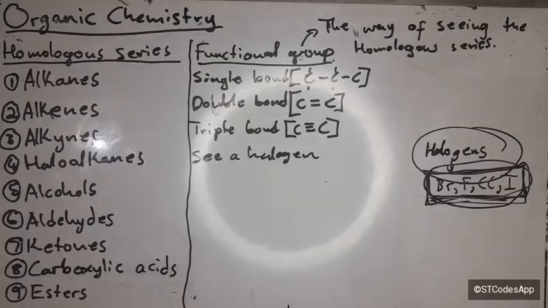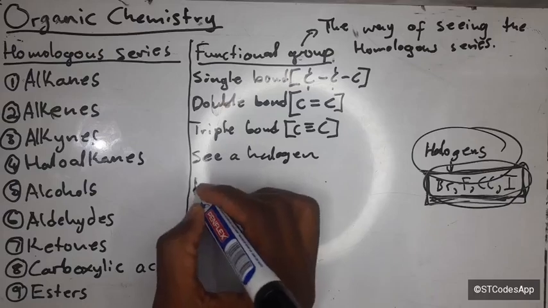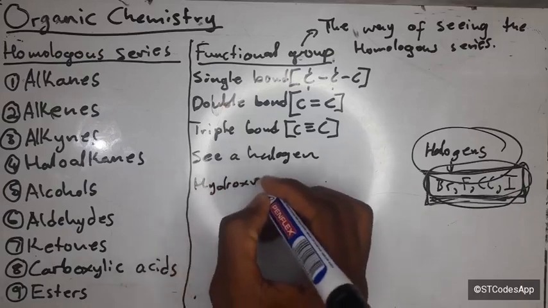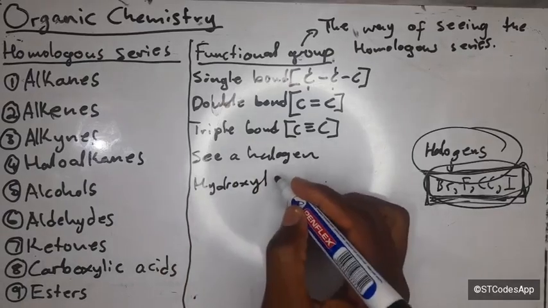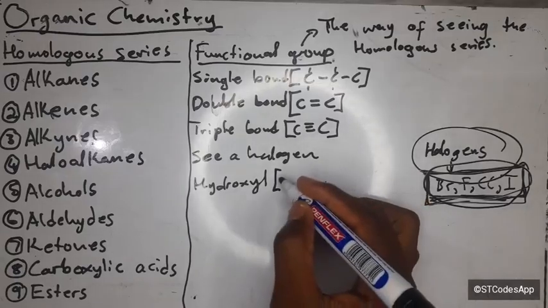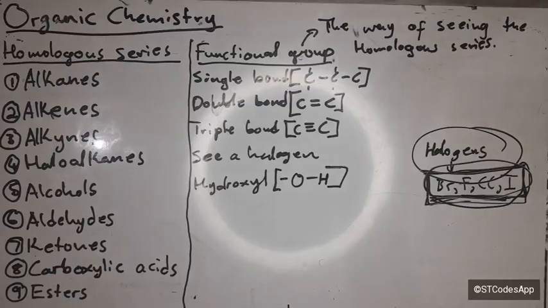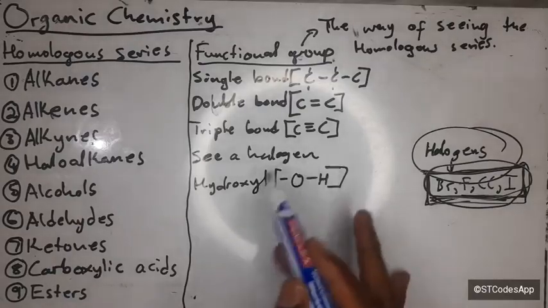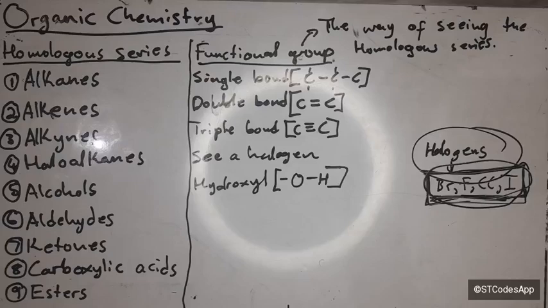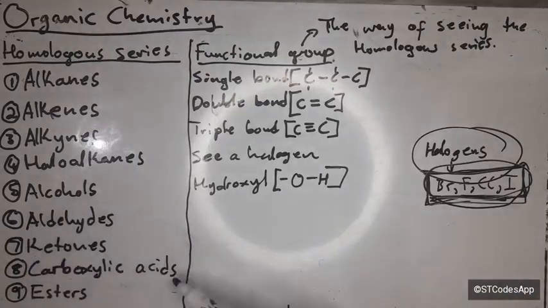Anyways, moving to alcohols. The functional group for alcohols is OH, hydroxyl. I love calling it hydroxyl. The representation is something like this. That's how we see an alcohol. Once you see this thing, then that's an alcohol. We'll talk about some things that look like this, but which are not alcohols.